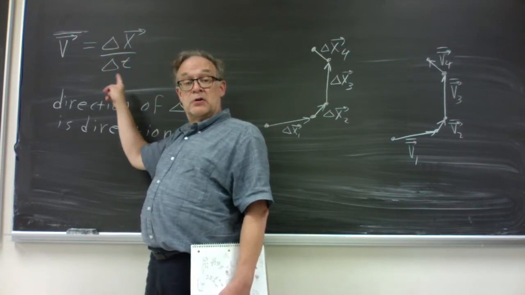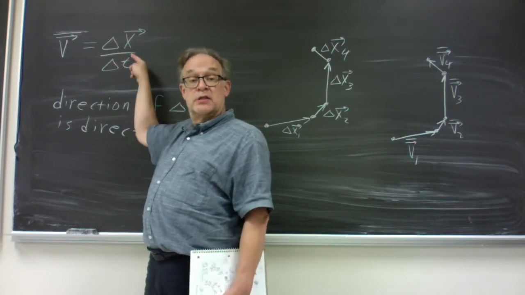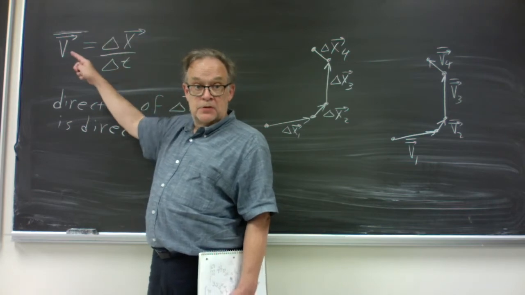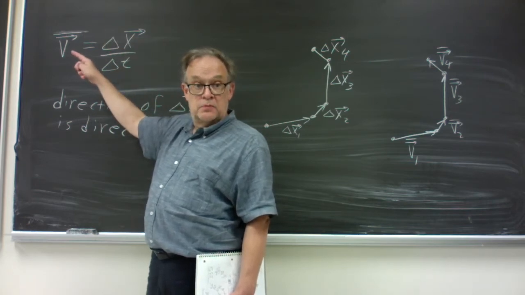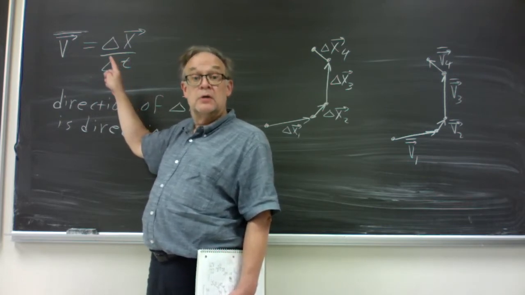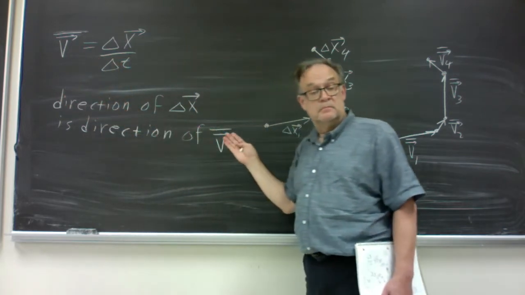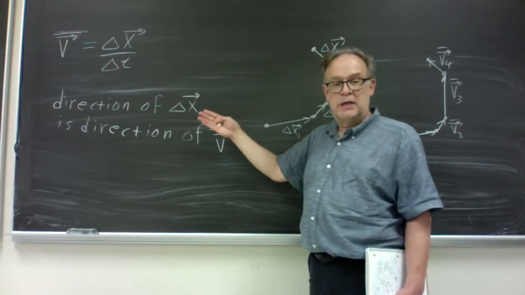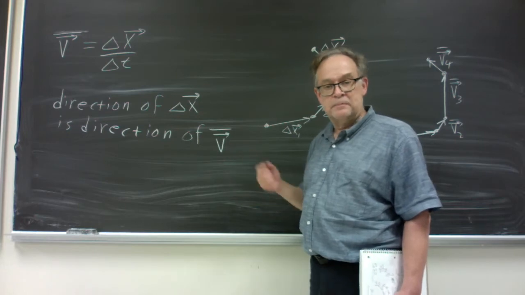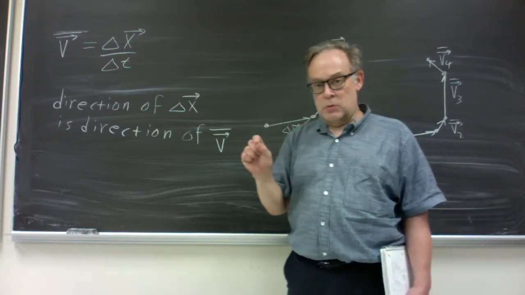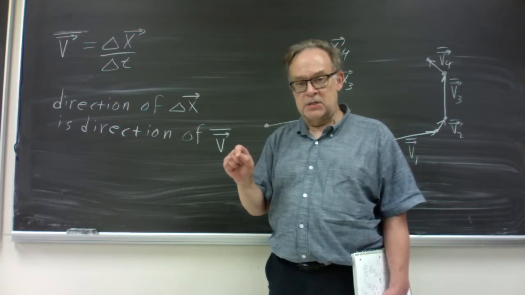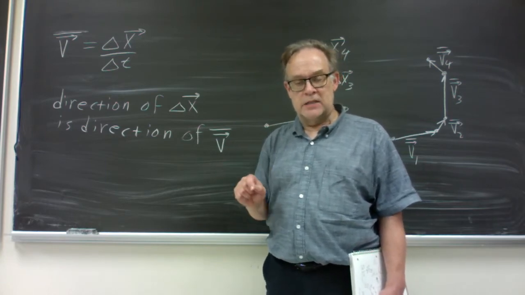And the only piece here on the right-hand side that has any direction is delta x. So, the moral of the story, the direction of the average velocity vector is the same as the direction of the displacement. Or the direction of the displacement is the same as the direction of the average velocity vector. So let's look at a motion diagram and think about both displacements and average velocity vectors.